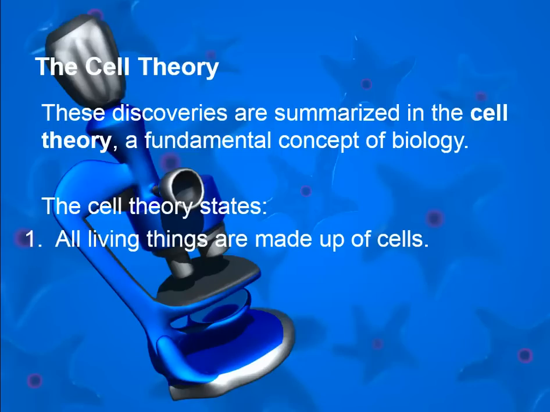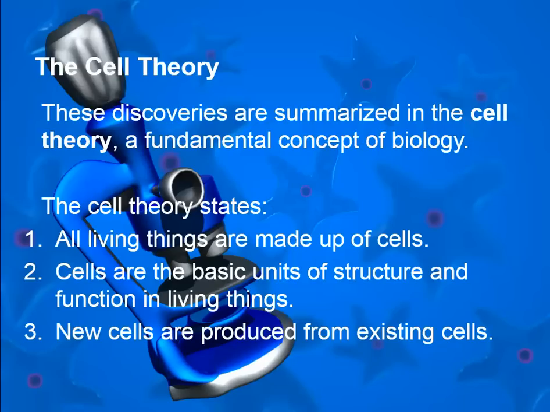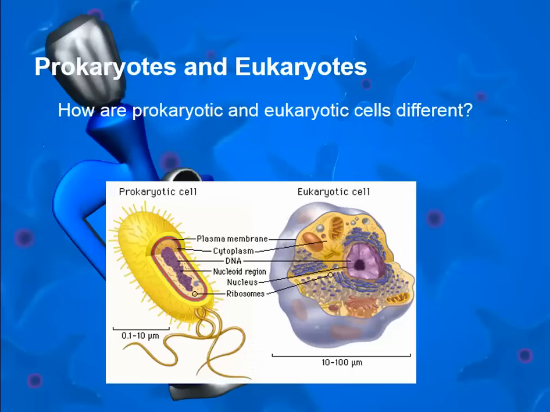So the first thing is that all living things are made up of cells. Secondly, cells are the basic unit of all living things. And then thirdly, new cells are produced from existing cells. All living things are made of cells. Cells are the basic unit, and new cells are produced from existing cells. So those are the three parts of the cell theory. It's very important that you remember those.